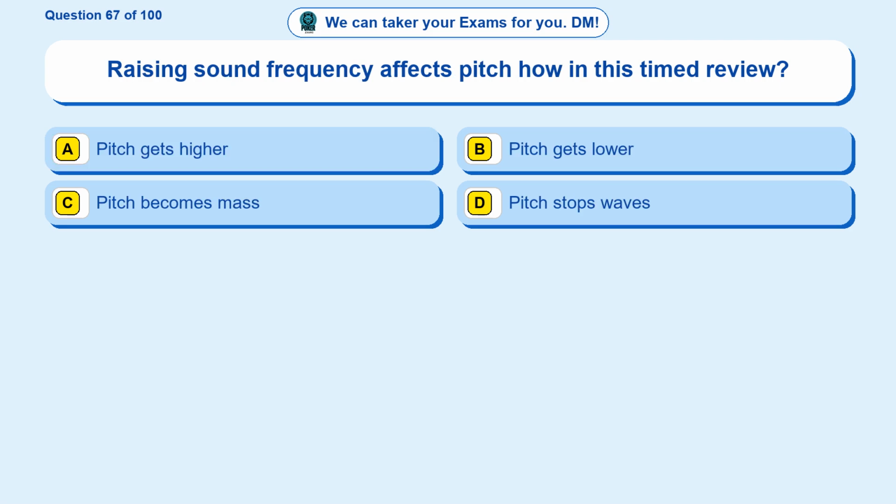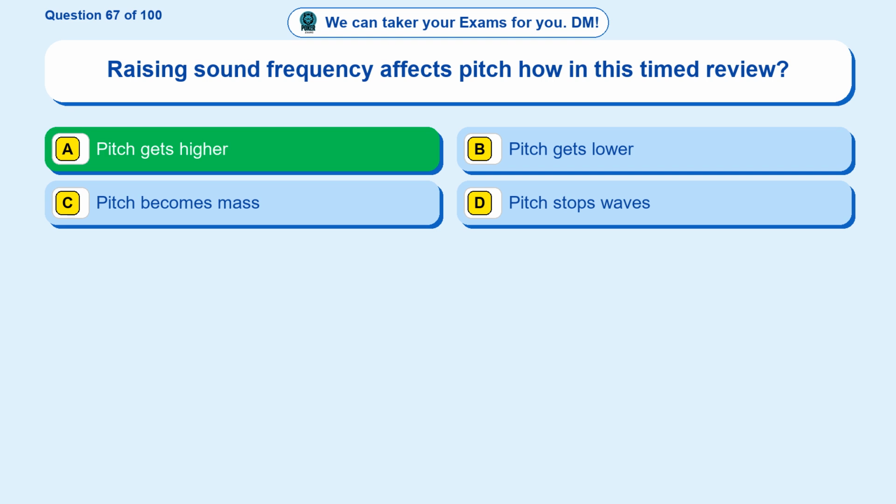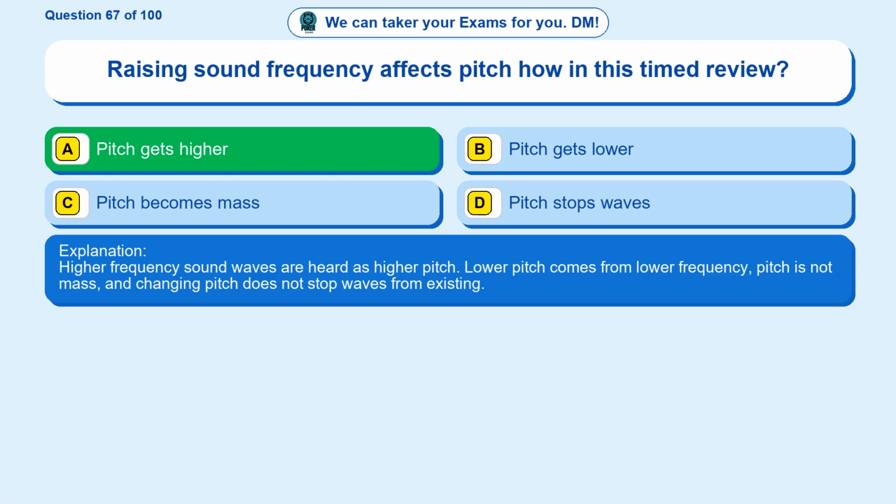Question 67. Raising sound frequency affects pitch how in this timed review? Option A, pitch gets higher. Option B, pitch gets lower. Option C, pitch becomes mass. Option D, pitch stops waves. The correct answer is option A. Pitch gets higher. Higher frequency sound waves are heard as higher pitch. Lower pitch comes from lower frequency, pitch is not mass, and changing pitch does not stop waves from existing.